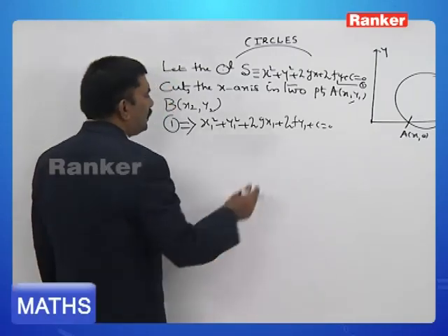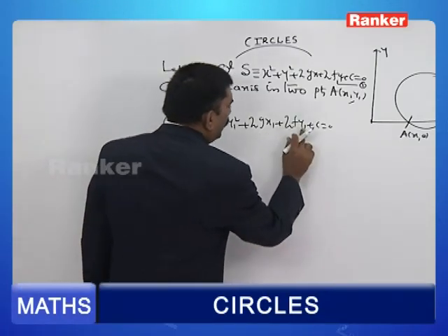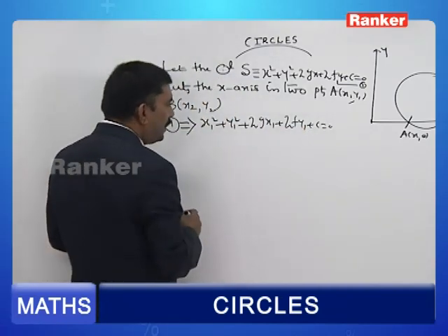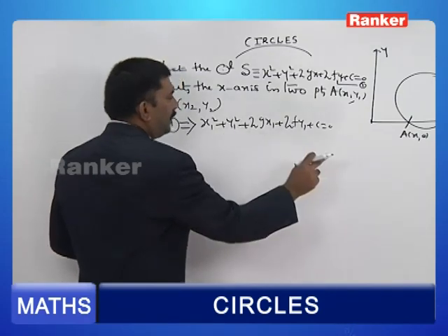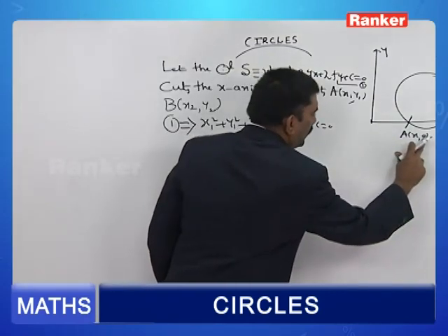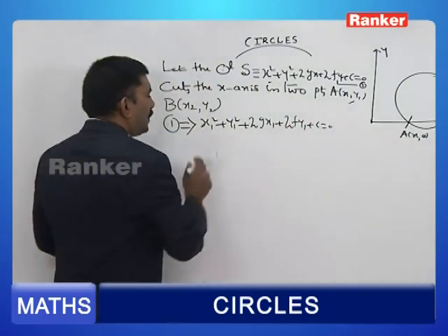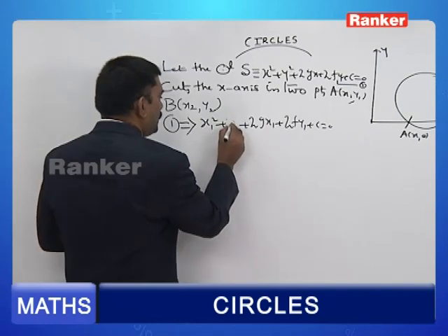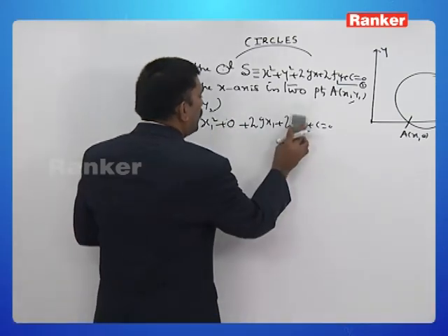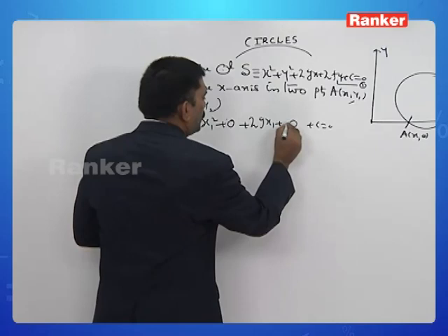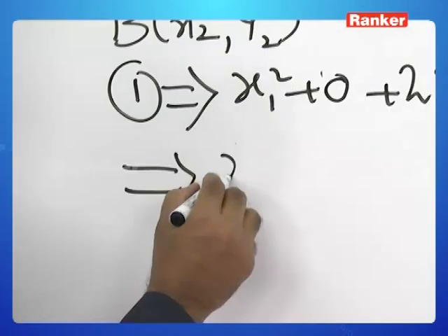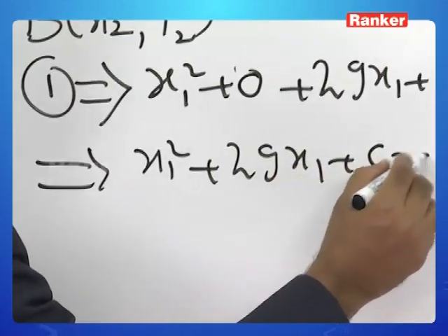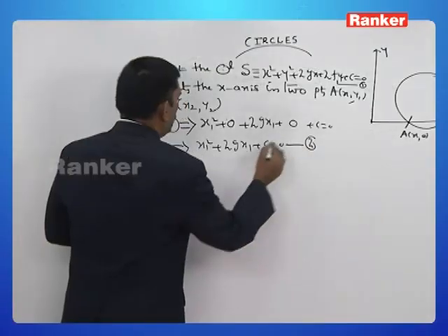Now here y1 is equal to 0. So in place of y1, I can write 0, since I have taken the point as (x1, 0). Therefore the y1 terms become 0, which implies x1 square plus 2gx1 plus c = 0. Call it 2.